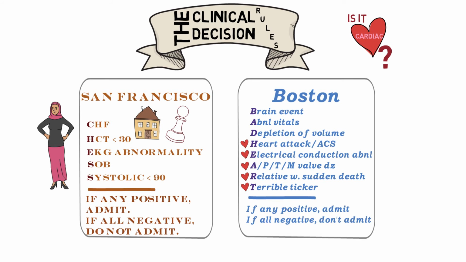Now, by the Boston syncope criteria, would you admit her? Her father died suddenly, so she has a relative with sudden death. The Boston rules would suggest that you might want to admit this patient.